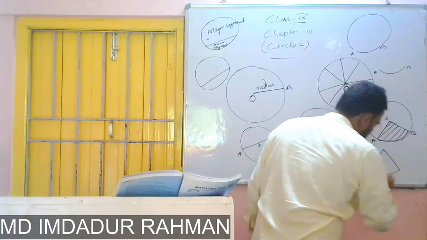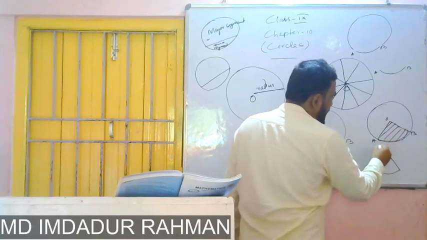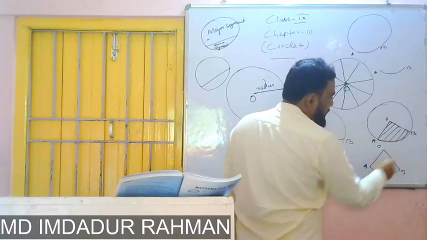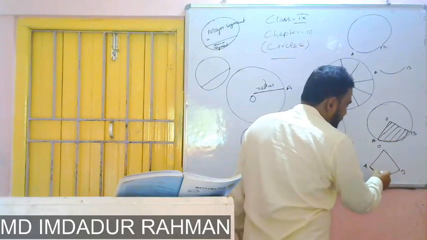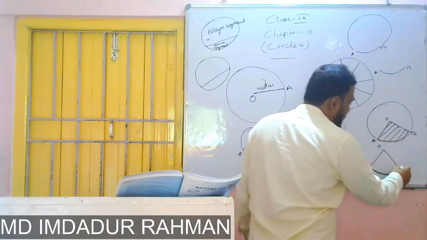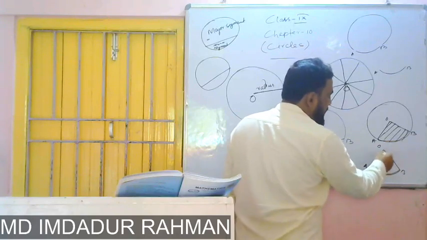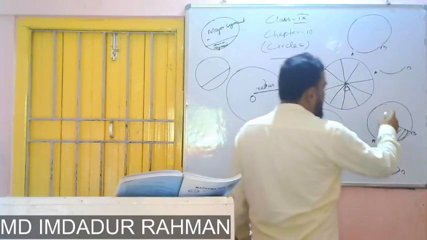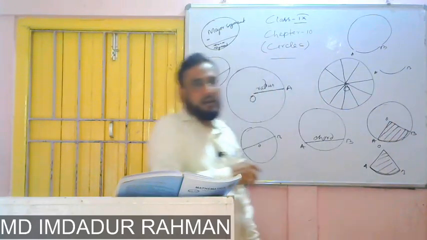You see this part. These two OA and OB are the radii, and this arc AB. The area bounded by the two radii and the corresponding arc is called sector of the circle. Okay. The smaller part is called minor sector, and the larger part is called major sector.